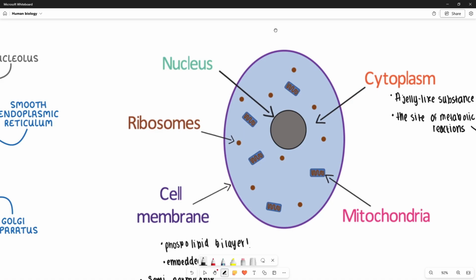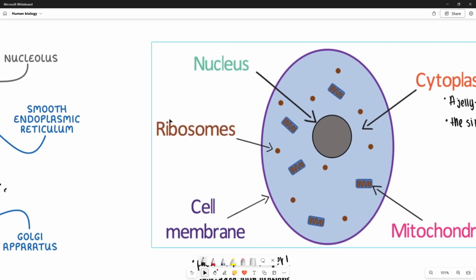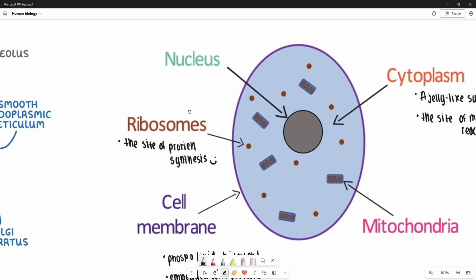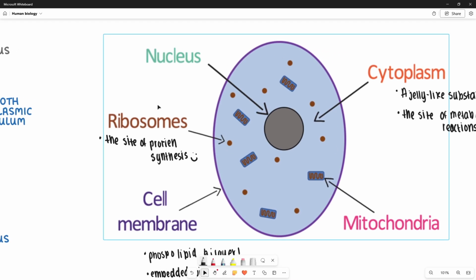Now, branching on that, let's go to the ribosomes. You may remember ribosomes as being the site of protein synthesis, which still holds up at level 3. So let's write that down. The ribosomes are the site of protein synthesis. Little smiley face. They're the site of protein synthesis.